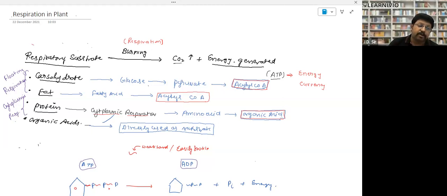But when burning of protein and organic acid takes place, we call it cytoplasmic respiration. Why? Because when protein burning starts, at that time the body starts eating itself, right? How does it take place? Suppose there's a normal human being who is in a starvation situation, or you can say in fasting, right? So what will happen?